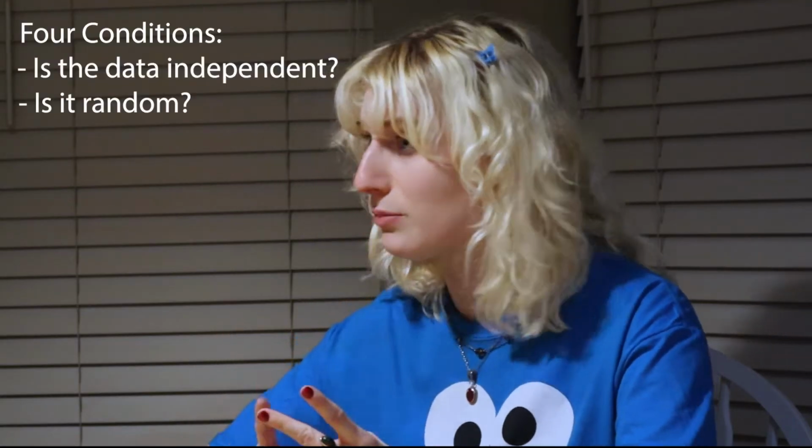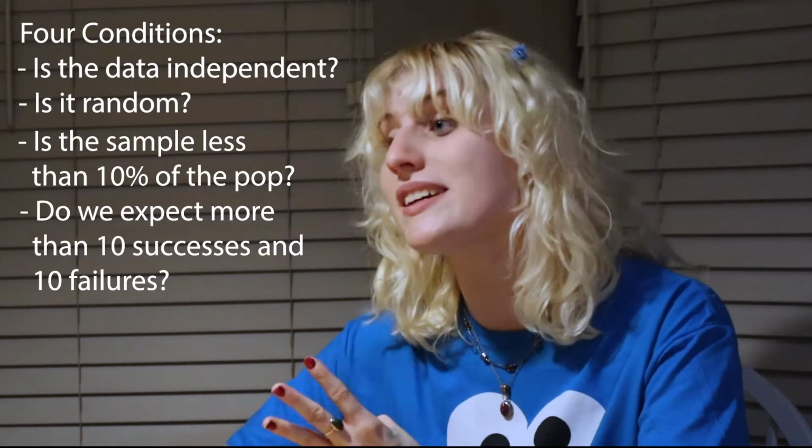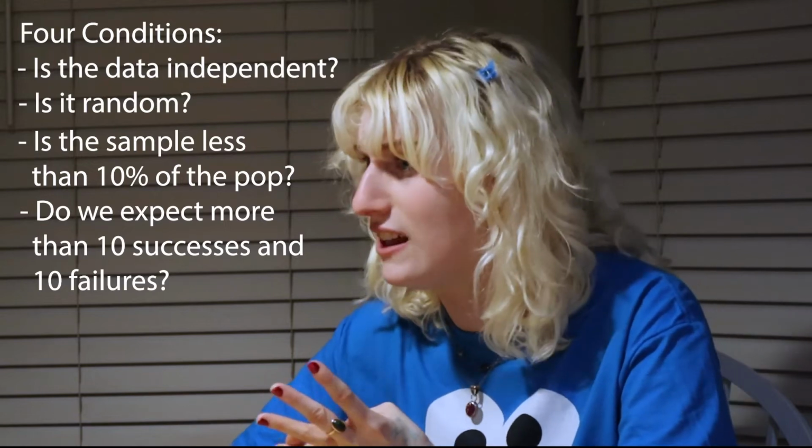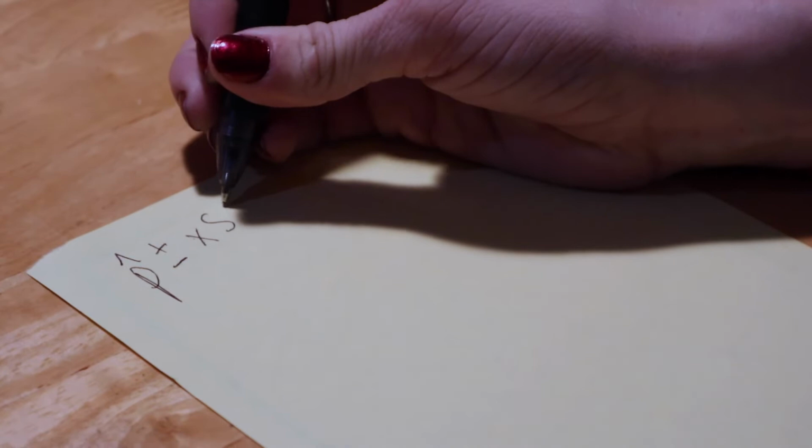We must ensure that this situation meets 4 conditions. Is the data independent? Is it random? Is the sample less than 10% of the population? And do we expect more than 10 successes and 10 failures? Since this situation passes all the conditions, I can now use a 1 proportion z interval.